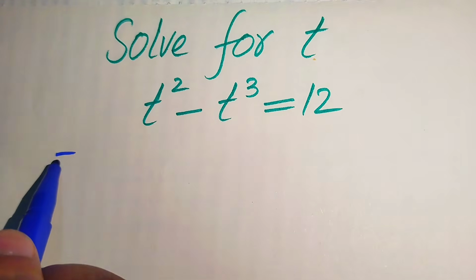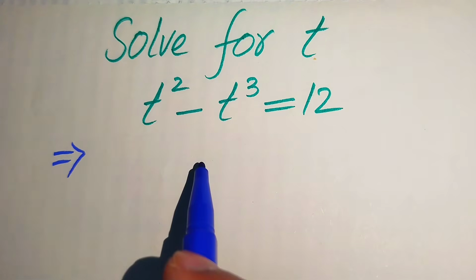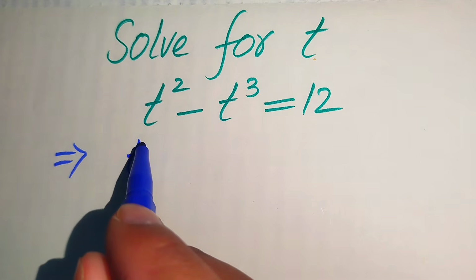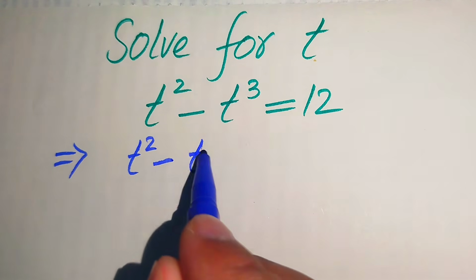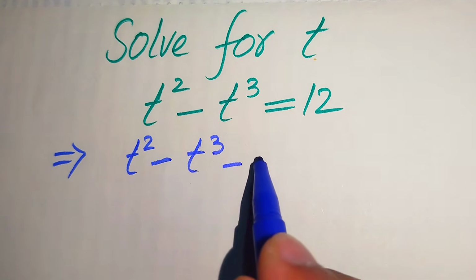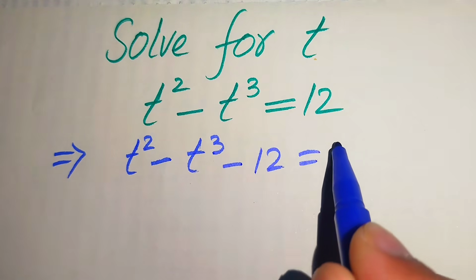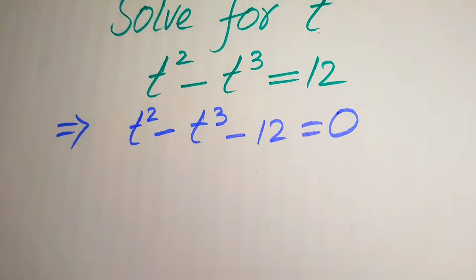So the very first thing we are going to do is move this 12 from the right hand side to the left hand side, and it will be written as t square minus t cubed minus 12, and this whole equation is equals to 0.